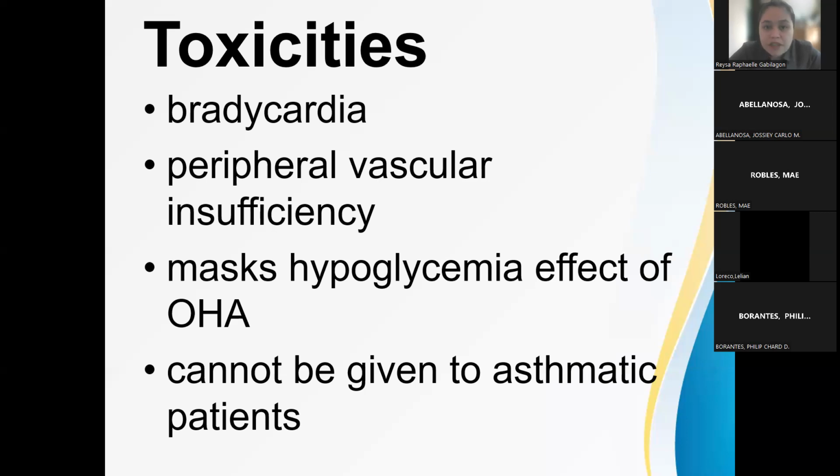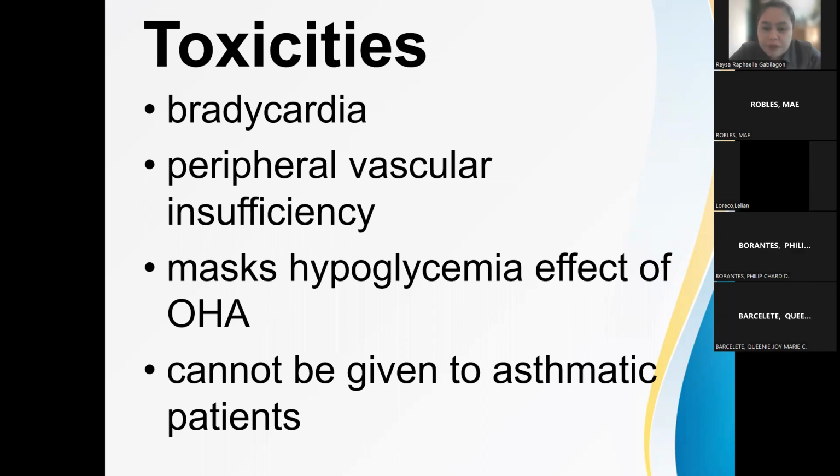Hindi natin makikita kasi nga namamask siya ng beta blockers. Now, aside from that, since propranolol class is non-selective, anong ibig sabihin nun? It can block the beta-1 receptors, but it can also antagonize the beta-2 receptors. Remember, beta-2 receptors are found in the lungs and our bronchioles.